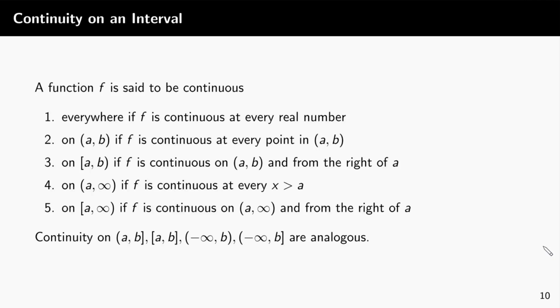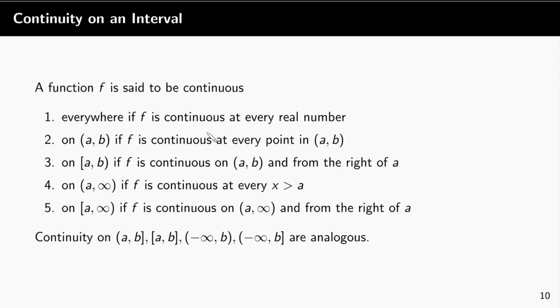Okay, so in the previous video, we discussed continuity from the left and from the right of a certain value. Now, another related concept would be continuity on an interval. So let's look at the definition of what it means to be continuous on an interval.